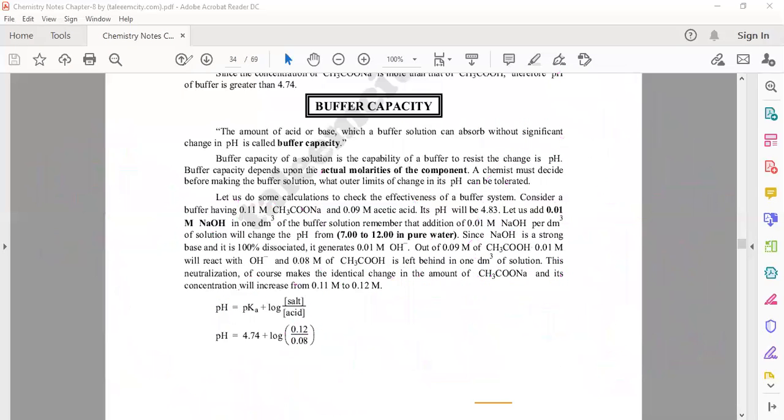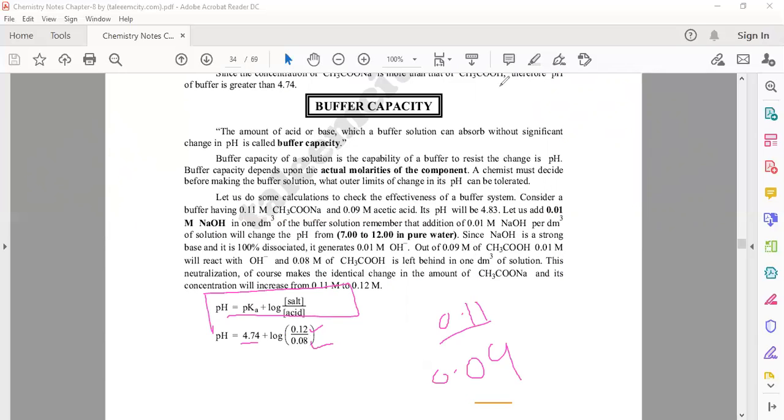Here you can see the Henderson equation. pH is equal to pKa plus log salt over acid. The pKa of acetic acid is 4.74, as we know, plus log. Now the salt has a concentration of 0.12. Initially it was 0.11, but after the addition of base it has changed. And the acid's concentration is decreased. Initially the acid was 0.09; now, by the use of 0.01 moles of acid, it becomes 0.08.